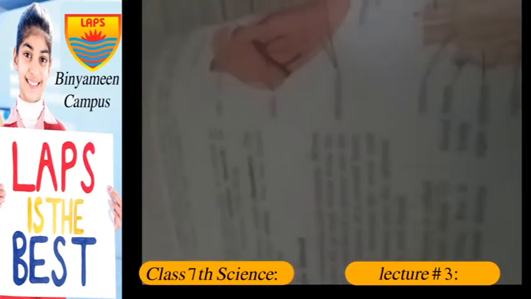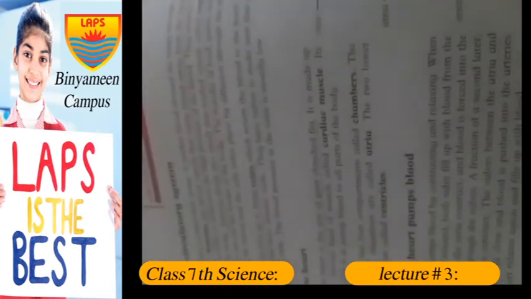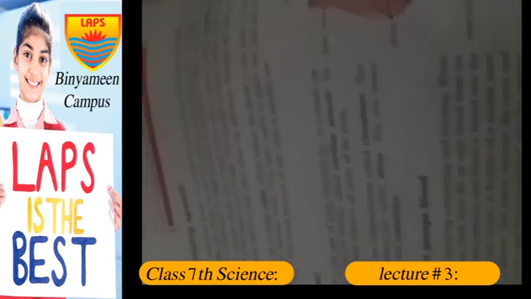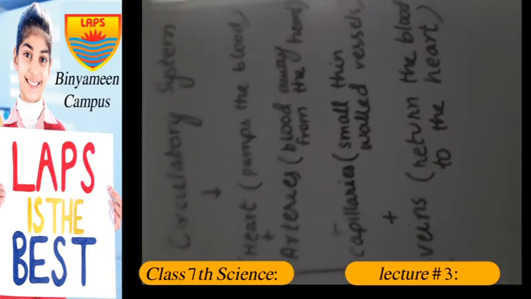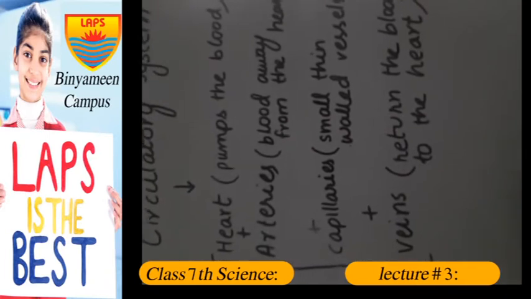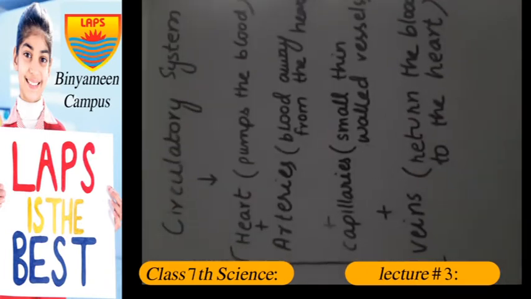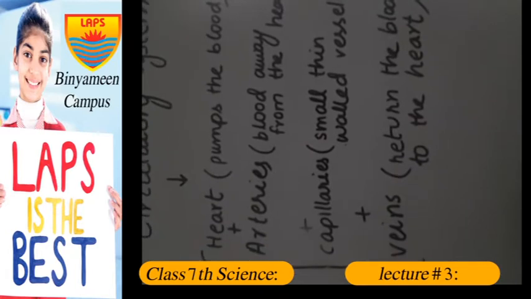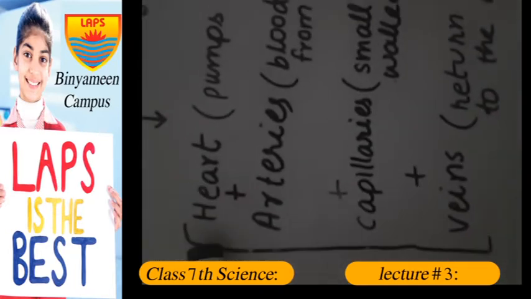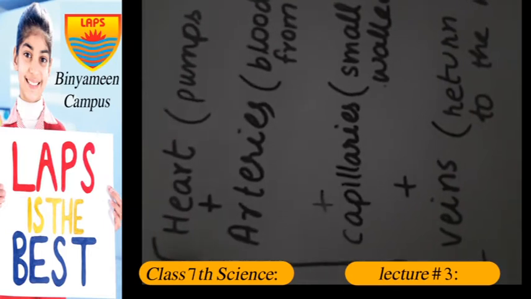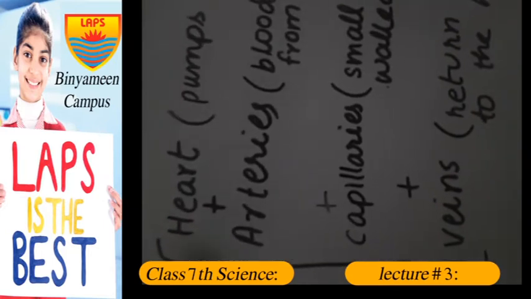You can see in your books, page number 20, they have first discussed the circulatory system. So circulatory system is all about how your blood is transported throughout your body. Circulatory system is divided into these organs. You have heard about the heart. It is a pumping organ. It is a muscular organ.